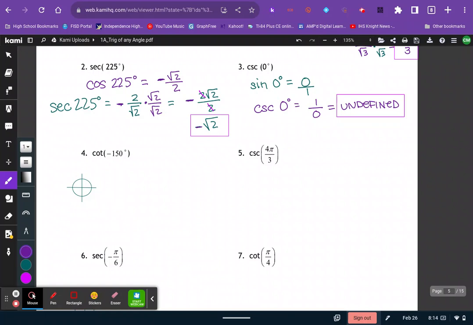The first thing I want to do for number 4 is find where this angle is located. It's at negative 150 degrees. So I would start by finding positive 150. Positive 150 is right here. And so that means negative 150 is going to be in this location here. Negative 150. So this is the location that I'm going to use to find cotangent. At that location, the tangent is the square root of 3 over 3.